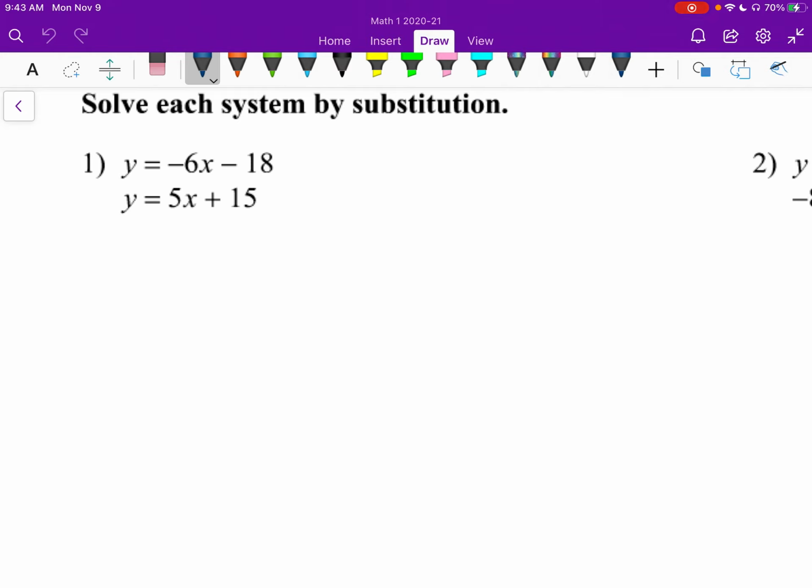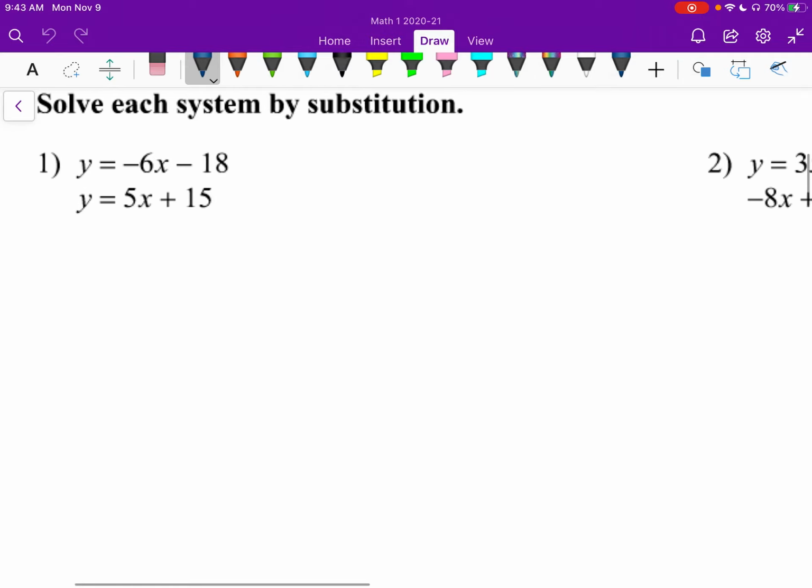We're still finding the spot where the lines cross at a point, right? We did that graphically, and then we did it by elimination, and then we did it by substitution. And this is my favorite way to do this. So whenever we say substitution, we're going to substitute in a variable.